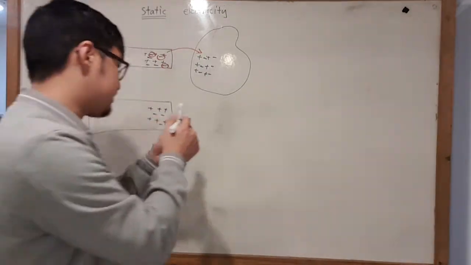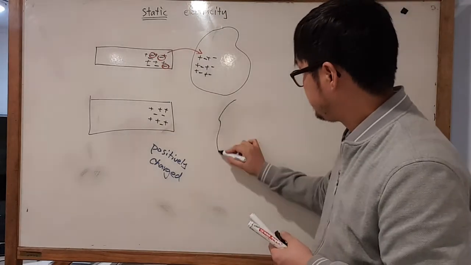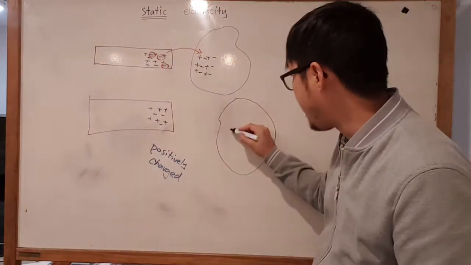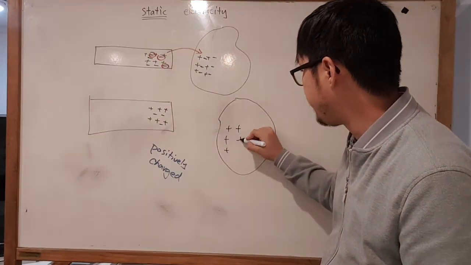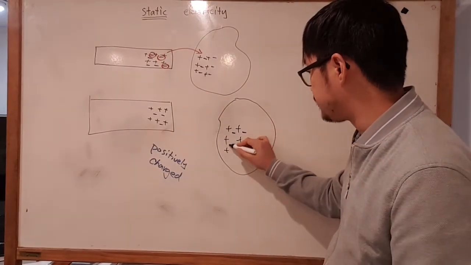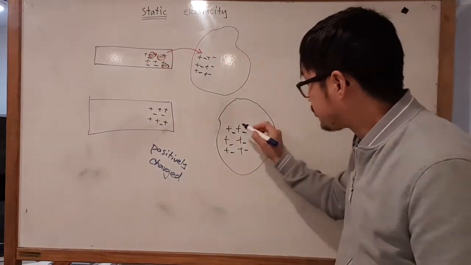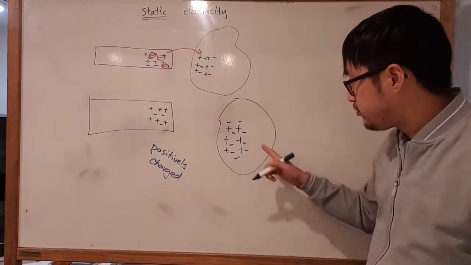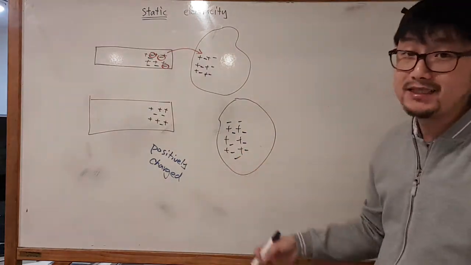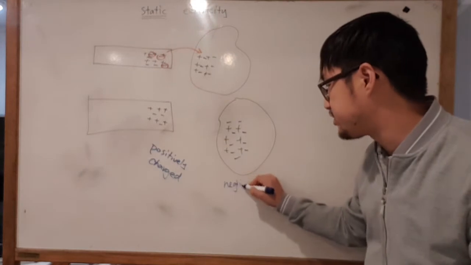Okay, let's come to this side and have a look at this cloth. What's happening to this cloth? Originally I still draw these ones because they are still there. One, two, three, four, five, six protons and the original six electrons are still there. Now it has gained another three electrons. One, two, three. So now there are a total of nine electrons, nine negative charges, and only six positive charges. So this thing is going to become negatively charged.